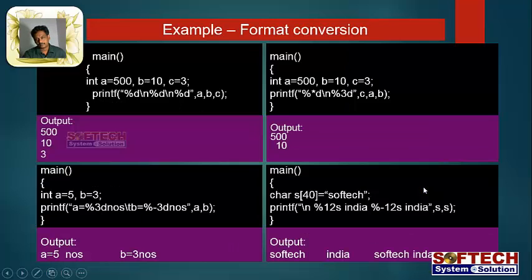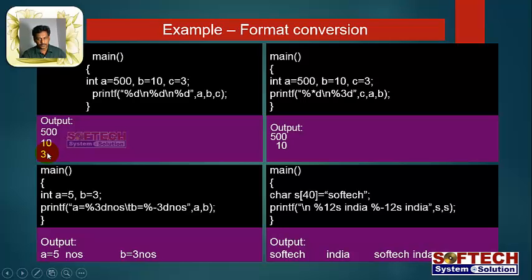The format conversion. An example for format conversion: %d, %f. Here, in main, a equal to 500, b equal to 10, c equal to 3. printf("%d\n%d\n%d"). So it displays the value 500 in the first line, 10 in the next line, and 3 in the third line. That is 500, 10, 3, but it is not formatted.